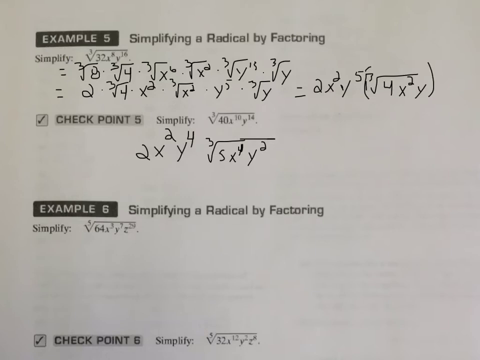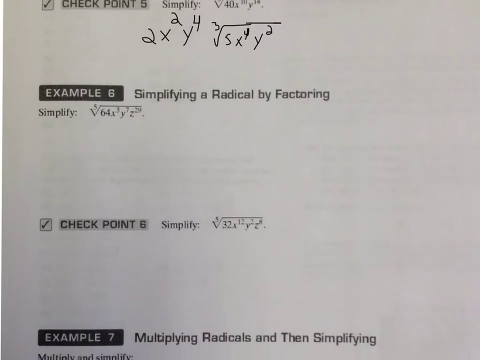Let's look at example 6. Now we've done square roots, we've done cube roots. Now we're going to do fifth root. And it works the same with all the roots. You still got to know the perfect root numbers. So we could do a fourth root, we could do a sixth root, or a seventh root. But in this one, we're doing the fifth root.